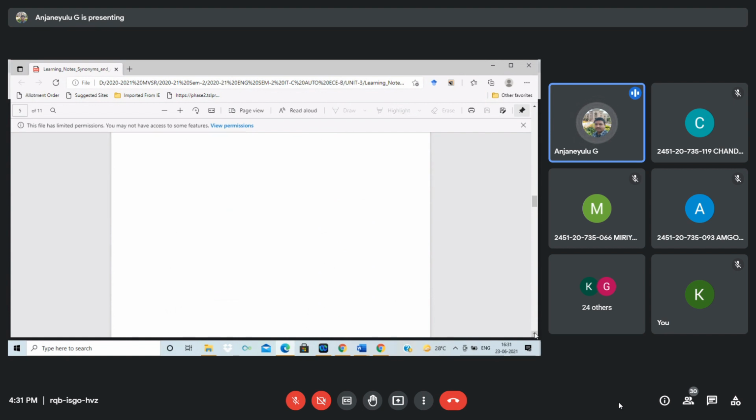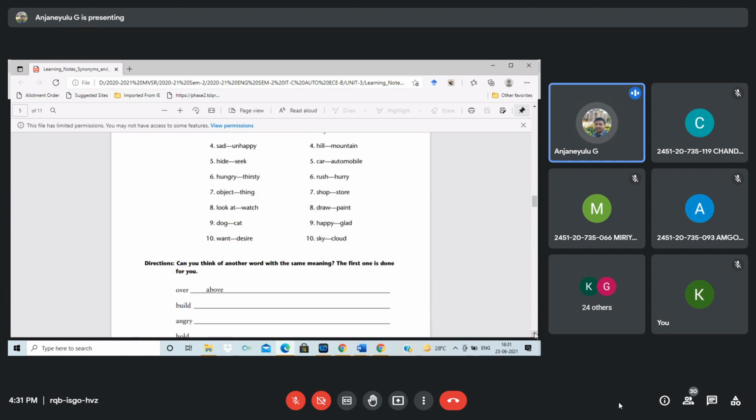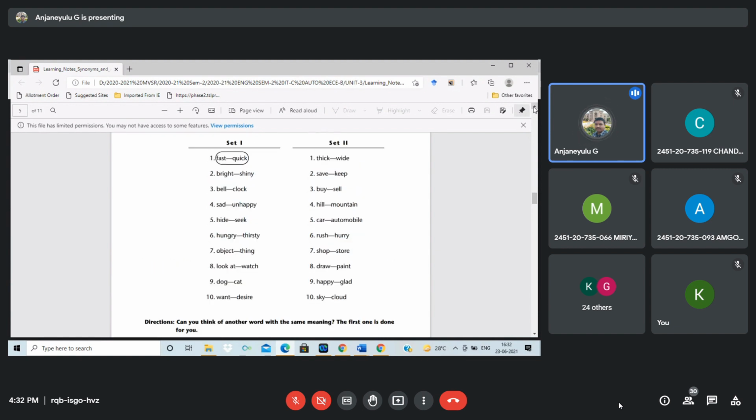But dear students, to improve vocabulary you need to practice, you need to read a lot and find suitable words, whatever the similar words, whatever the opposite words. You have to see, read, practice, and use them when you are communicating. That is the key to improving your vocabulary.